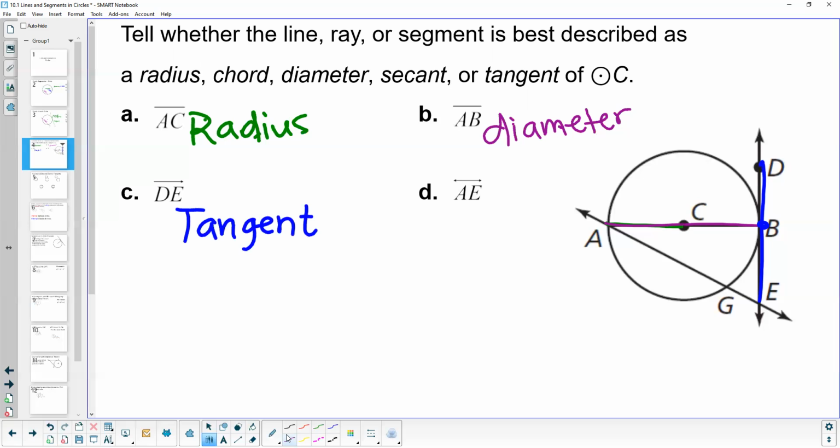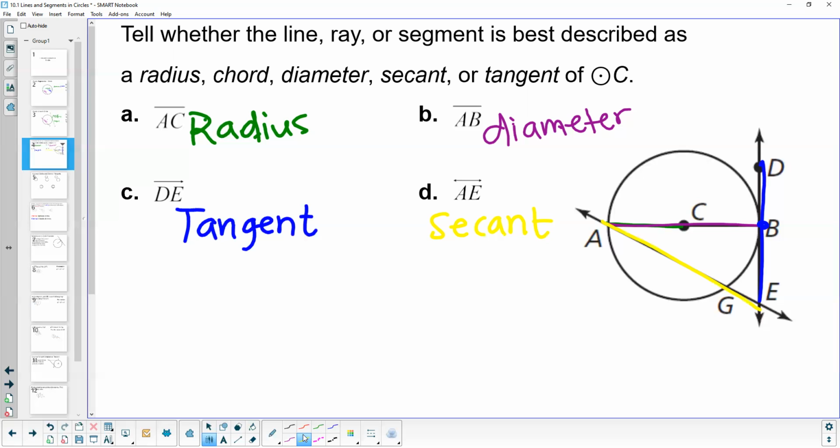And then the last one that we have here that I'm going to highlight in yellow, we are talking about AE, which is this piece here. Now that line, notice how it goes through the circle twice, and it's a line. So this one is going to be that secant line. That is how we can tell what types of lines those are.